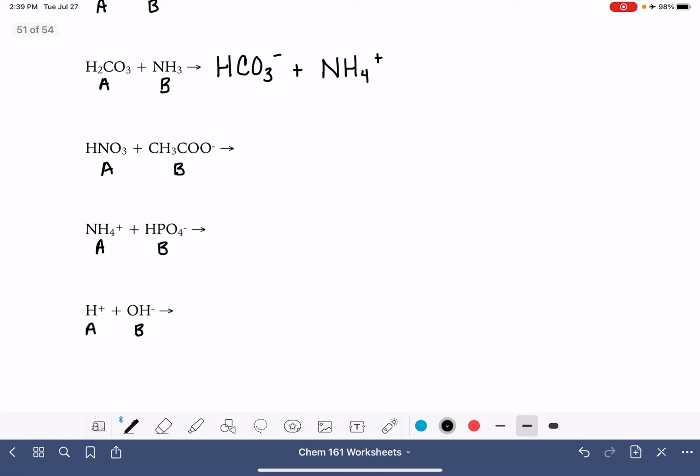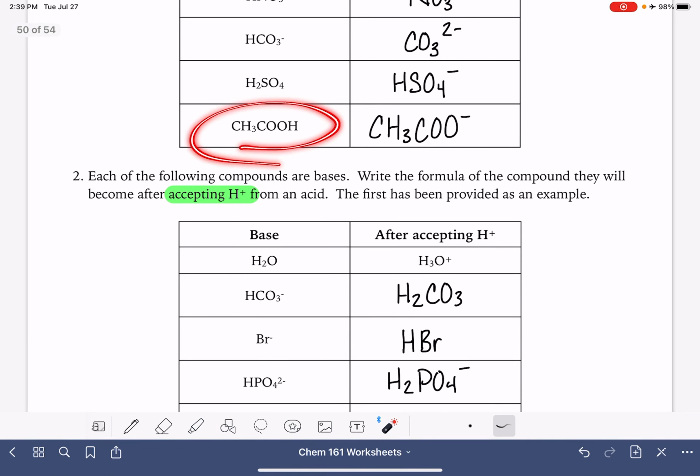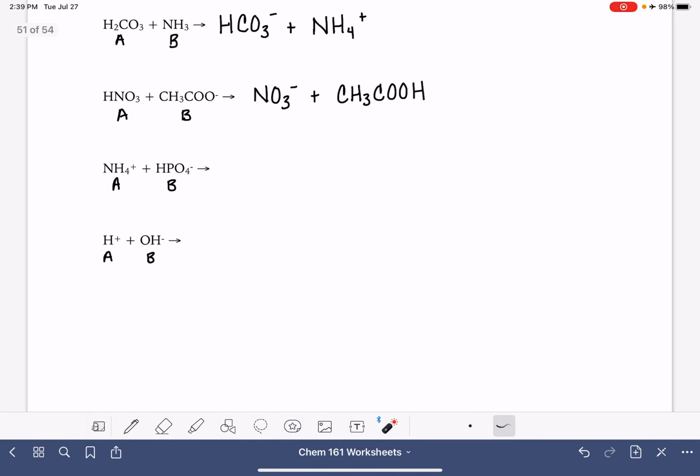For our next one, our acid, HNO3, we're going to lose that hydrogen, and we're going to lose a negative charge, so that becomes NO3-, and then for CH3COO-, we're going to add a hydrogen to that molecule. This molecule just has a unique way of how we write its formula. We typically write that hydrogen at the end. You saw that molecule on this worksheet. And we've got two more.